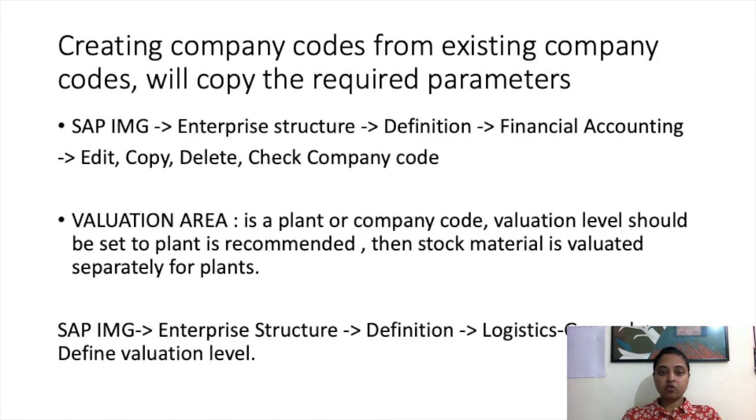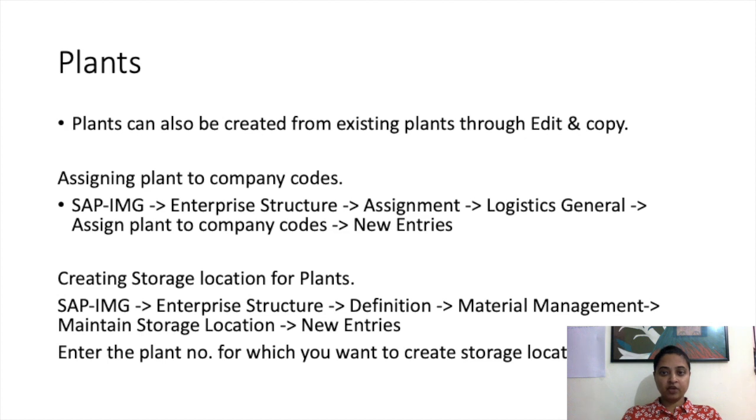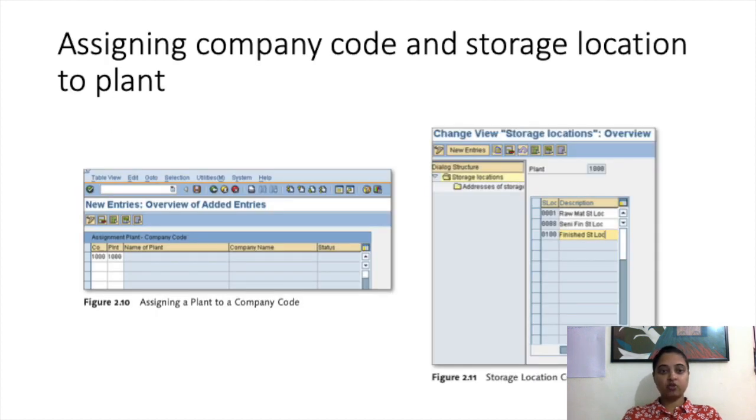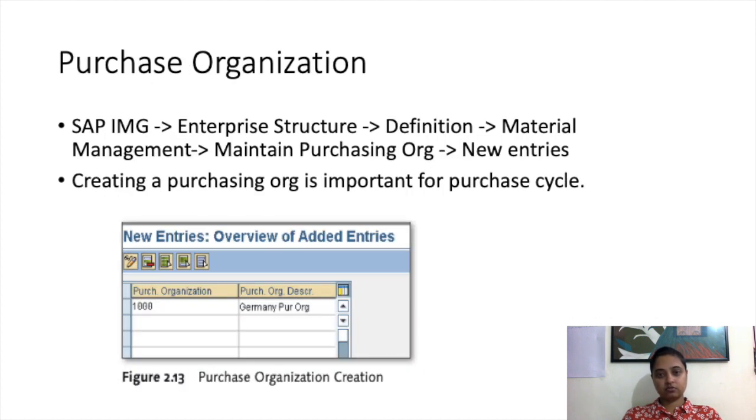Next we will discuss how we can create company codes from an existing company code. The location where we can create this in SAP is SAP IMG, Enterprise Structure, Definition, Financial Accounting, and then there you can find the edit, copy and delete company code option, from where you can create your own company code from an existing company code.